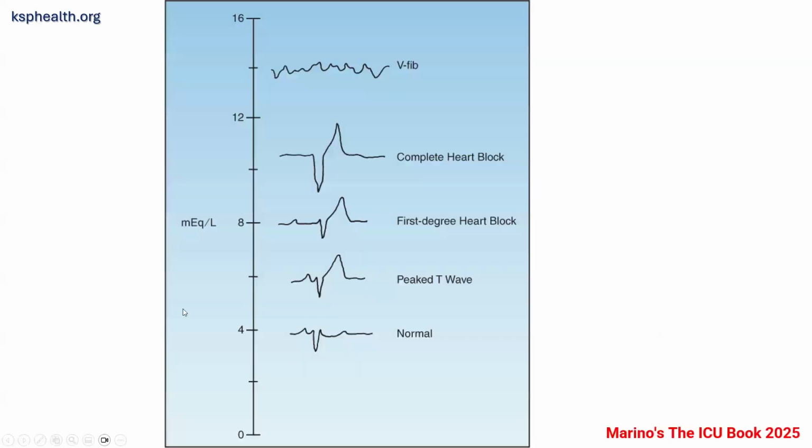So when you look at this picture, when the serum potassium is 4, the EKG is normal. When it goes up, tall peaked T waves happen. Then a prolonged PR interval happens. Then the P wave disappears, resulting in complete heart block. When it goes even higher, ventricular fibrillation and asystole develop.